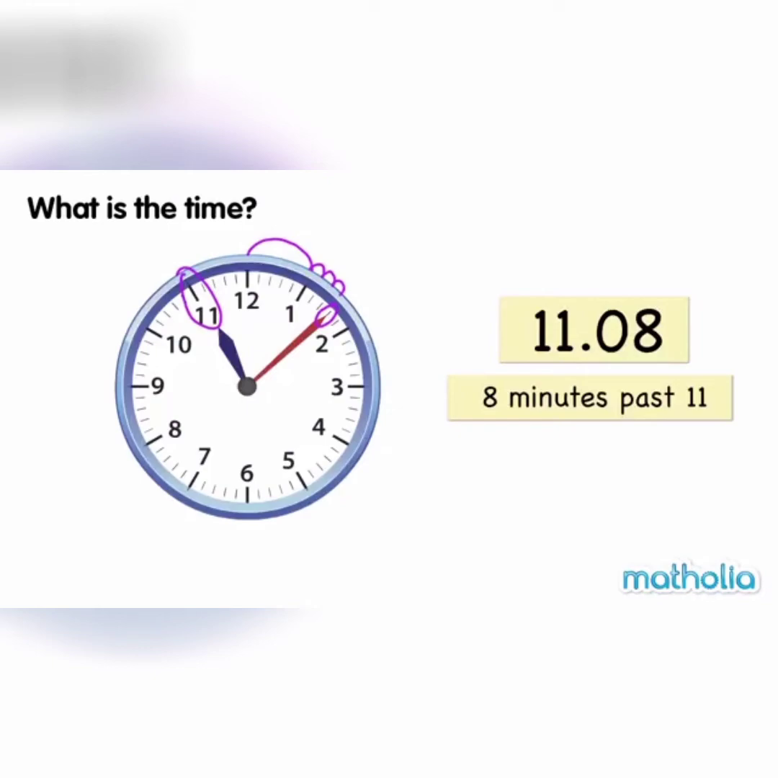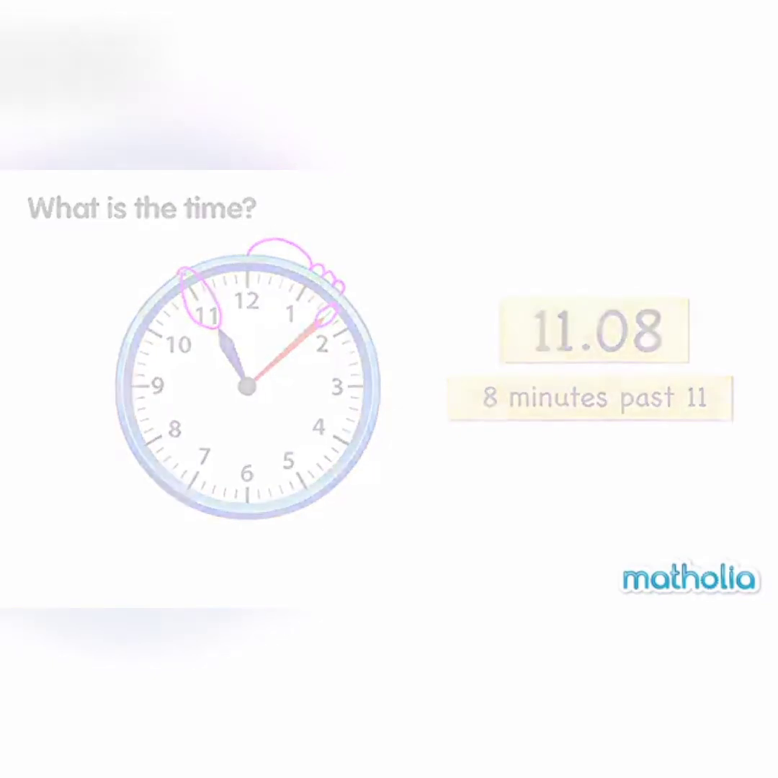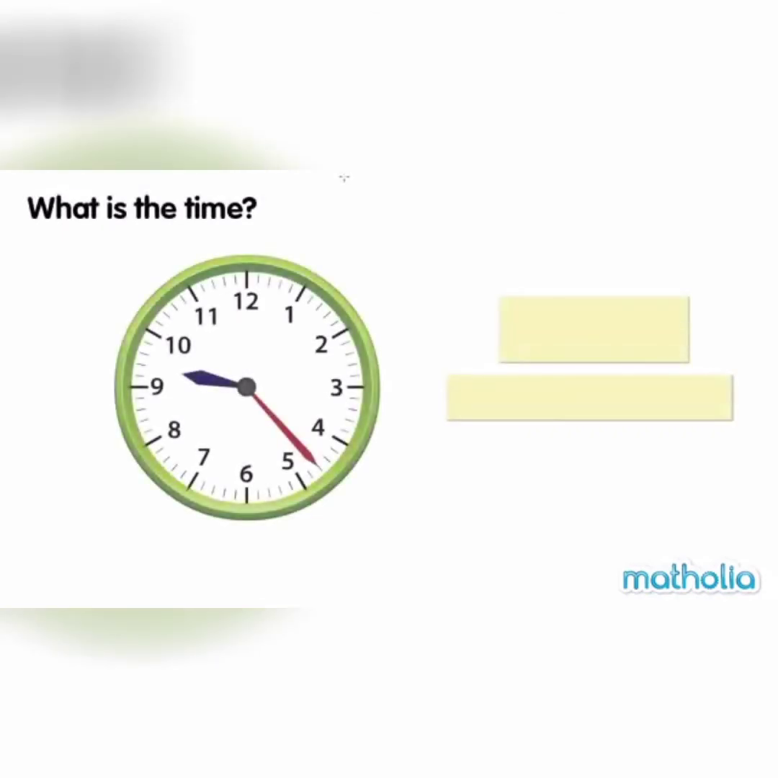Example number 2. Look at the video. The minute hand is pointing at 23 minutes mark. And the hour hand is pointing past 9. Therefore, the time is 9:23, or we can also say that it is 23 past 9.